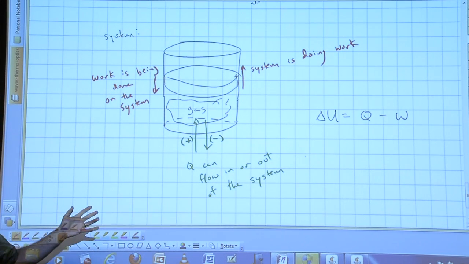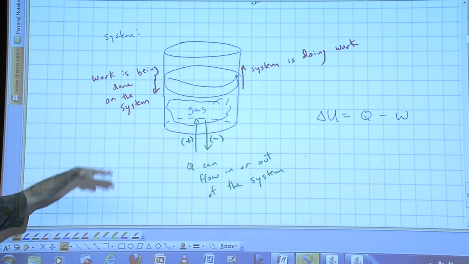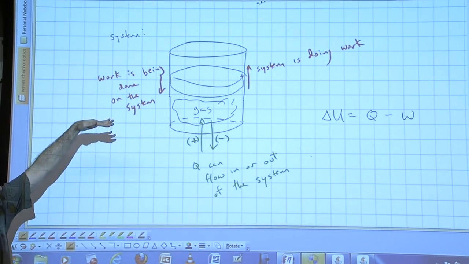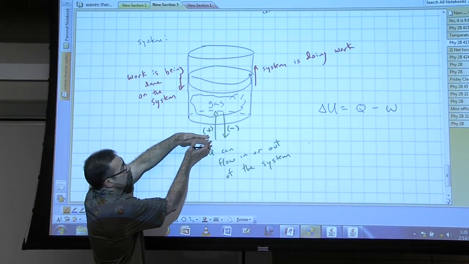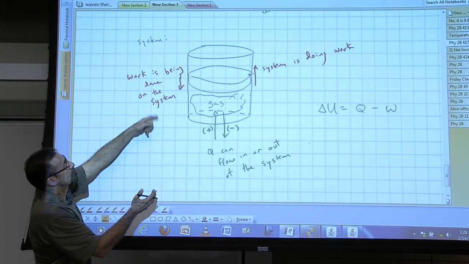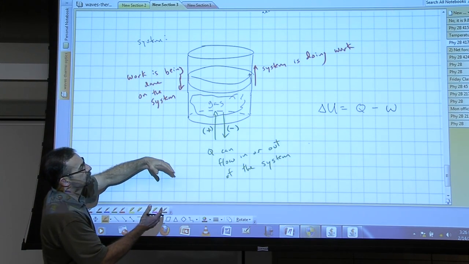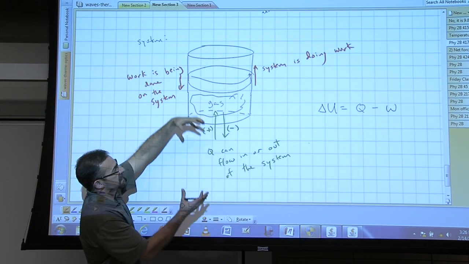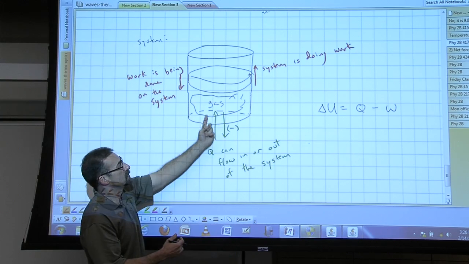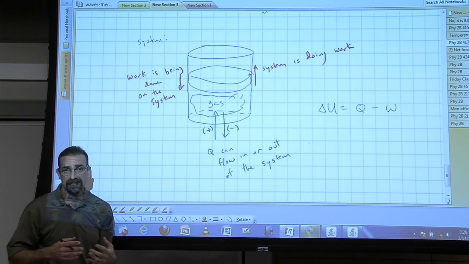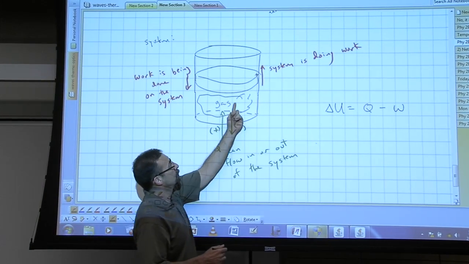The other thing that can happen is work can be done. The piston can move. If the piston comes down, if the volume of our gas becomes smaller, we are doing work on the system. The environment is doing work on the system. If the gas expands, the volume becomes bigger, the piston goes up, then the system is doing the work, right? You want to think about the direction of the force. The force would be up.